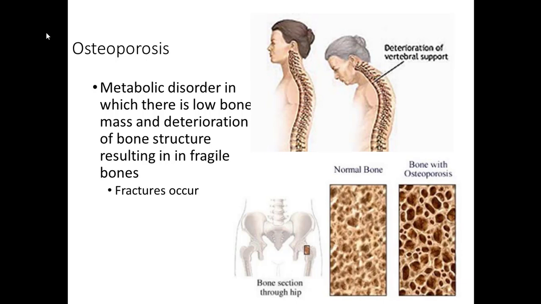With osteoporosis, the bone mass decreases and the actual structure of the bone deteriorates. So if you look at these pictures down in the corner, you can see how the normal bone looks kind of thick. The bone with osteoporosis just looks like a sea sponge. It almost looks like you could just crush it. If it was dry enough, you would just crush it. So the bones become brittle, and they're very, very easy to fracture.